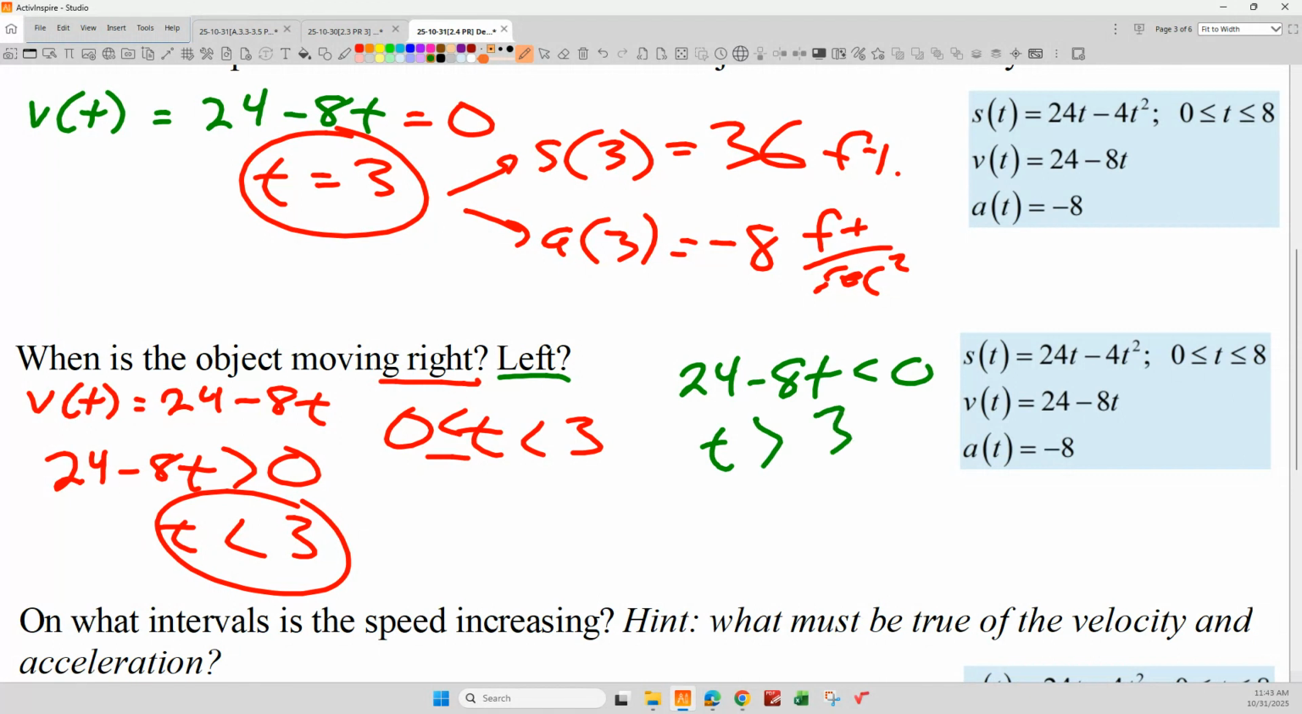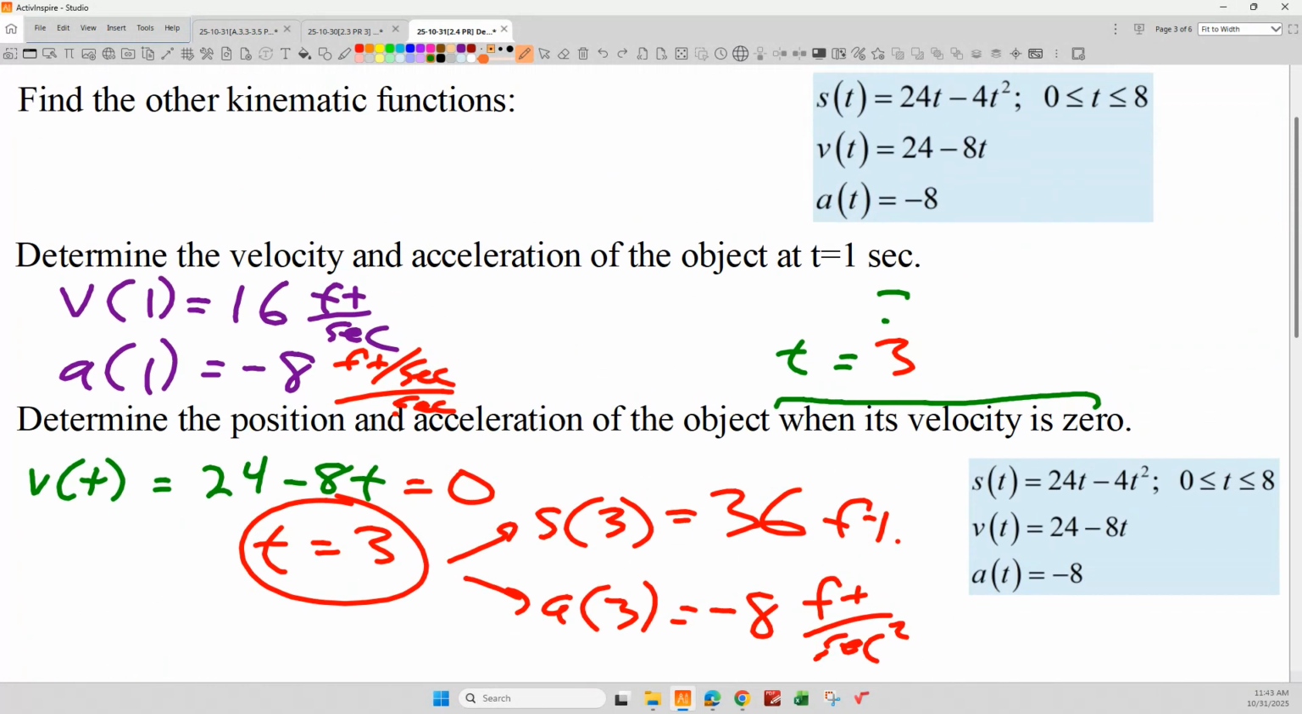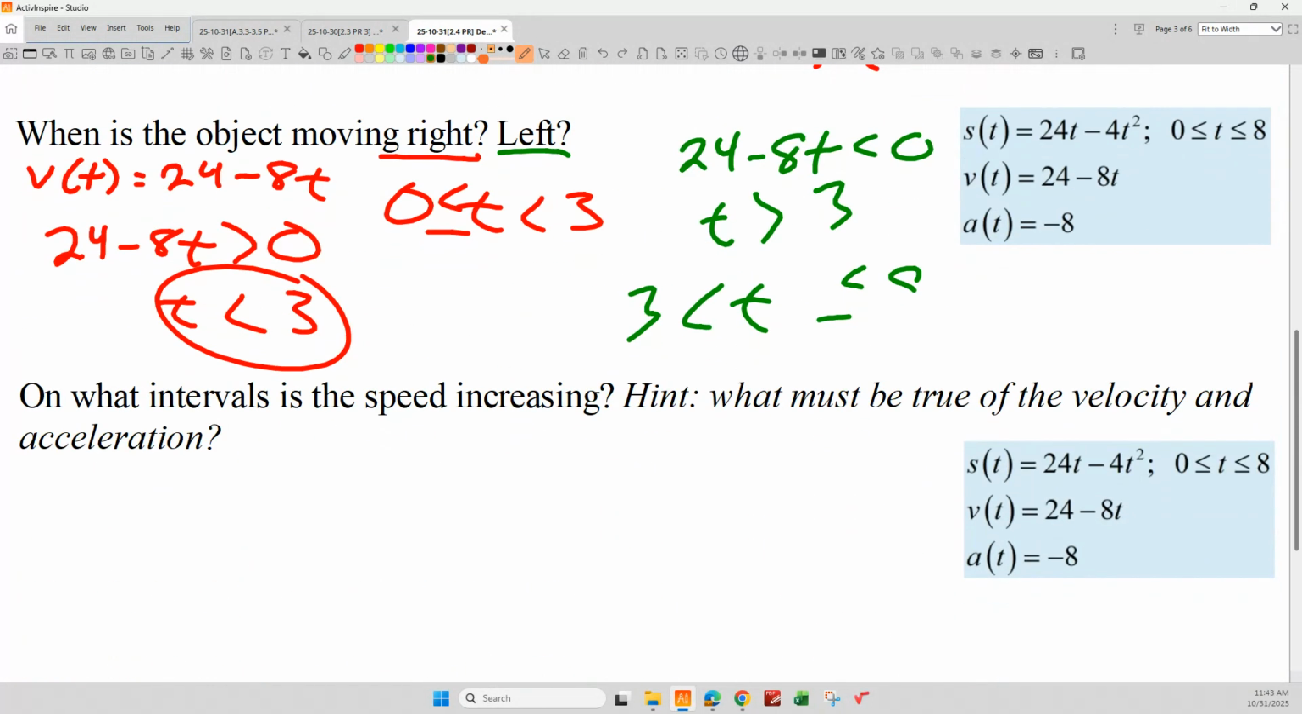And because the domain ends at 8, it would be on the interval t is greater than 3 and less than, or was it 8? Is that what it was, or was it 10? It was 8, yeah. Less than or equal to 8. Okay? Give me 1 to 5. Does that make sense? Okay? All right. Easy stuff, right?